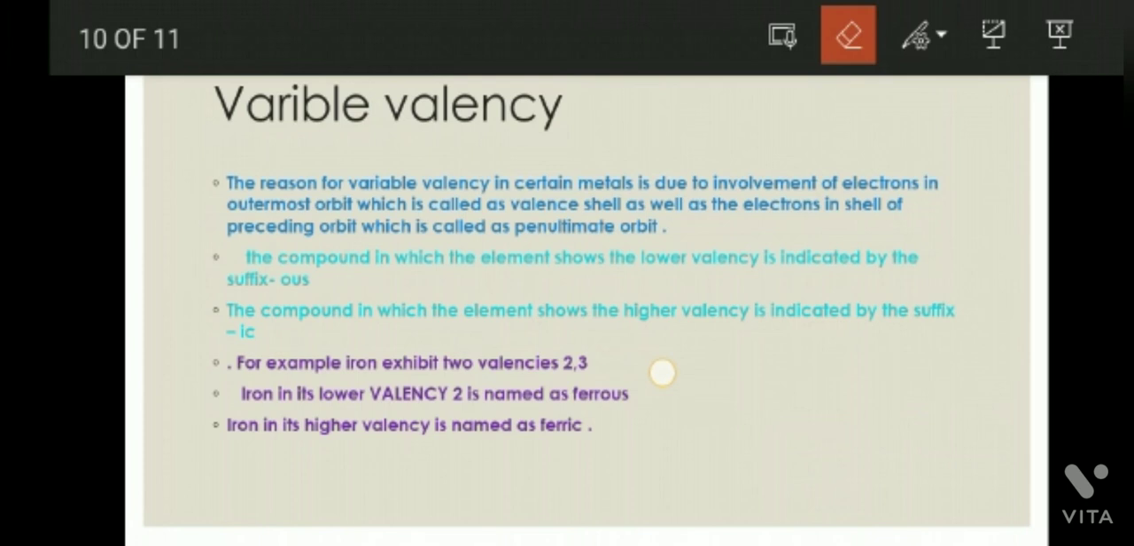Next, the compound in which the element shows the lower valency. You can understand it like this. Iron has 2 valencies, one is 2 and another is 3 in different conditions. So 2 is lower than 3, right? If it is less than the other valency, then it takes the suffix ous, and if it is greater than the other valency, it takes the suffix ic. So here, ferrous and ferric.